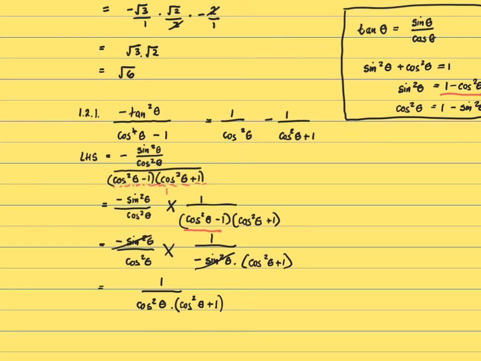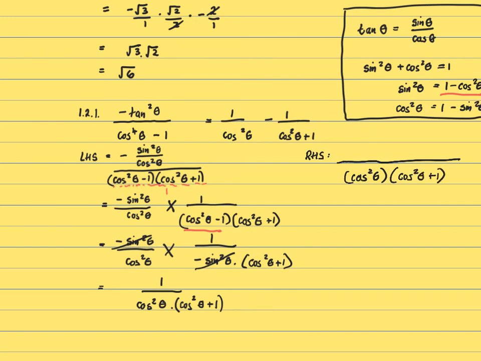Okay, so I've done my left hand side, but that's not going to help me at this stage. I've now got to look at my right hand side as well. On my right hand side I'm adding and subtracting fractions. So when I'm adding and subtracting fractions, I need to find a common denominator. Right, so if I needed to find a common denominator here, it has to be cos squared theta and cos squared theta plus 1.